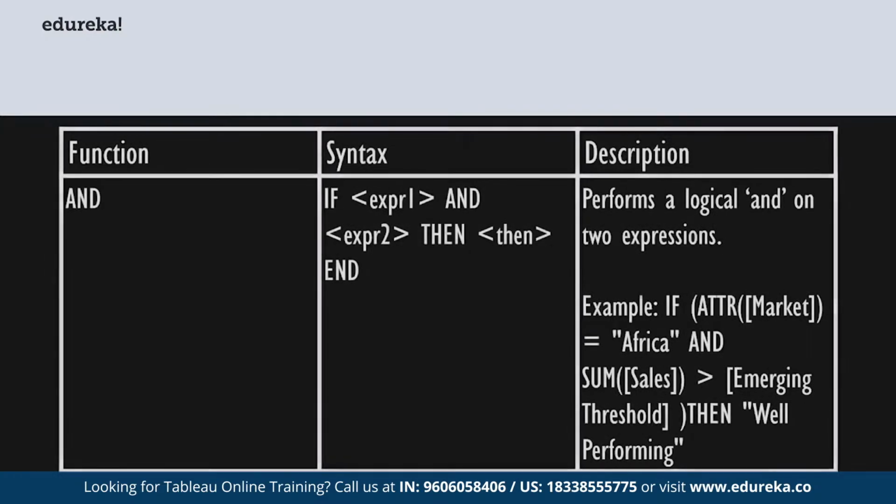So first of all, the AND function. Basically this performs a logical conjunction of the two expressions. So basically it's the logical AND. If you look at the given example, it says if your market equals Africa and the sum of sales are both greater than the emerging threshold, then it should give the output well performing. Notice how both of these conditions have to be true for Tableau to give you an output of well performing. That is what logical AND does. For logical AND to work, both of the conditions need to be true.